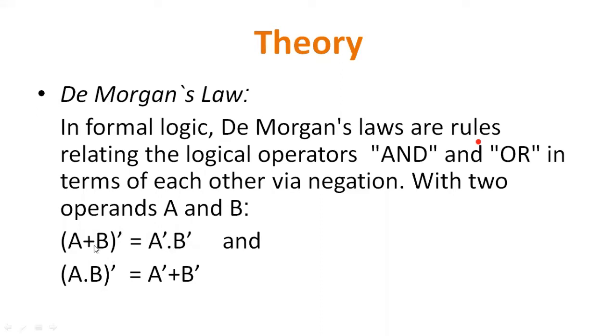That means if you want to change this plus sign to dot, then this whole bar is divided into separate terms. Or if you want to change dot form to plus form, then also we can give separate bars to the individual terms in this bracket. So this is how we can convert plus to dot and dot to plus by giving separate bars to each and every term.